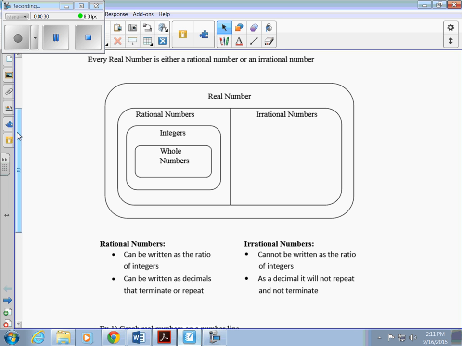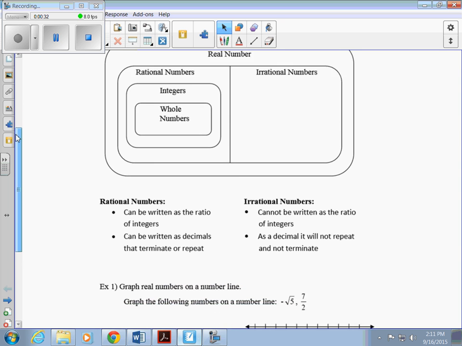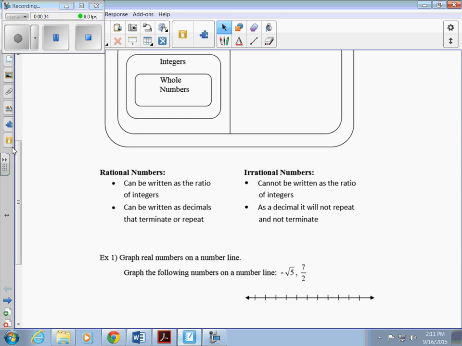When we talk about rational numbers, they can be written as follows. All rational numbers can be written as the ratio of integers. Essentially, it means we can write it as a fraction. If you have a number that's a fraction, automatically it's rational.